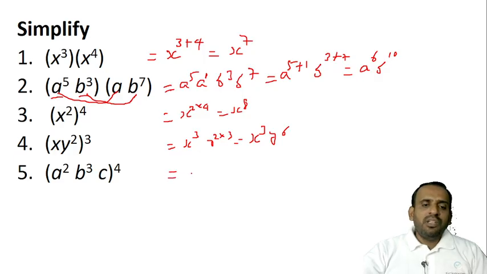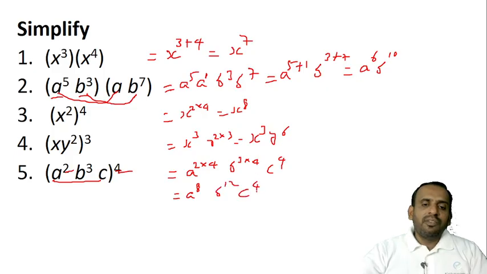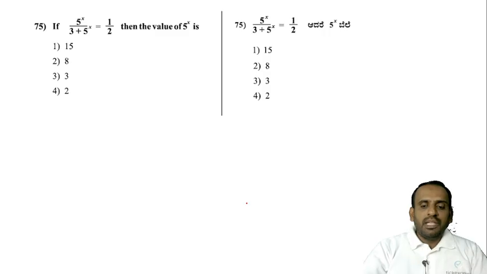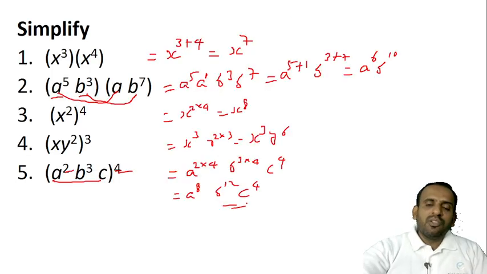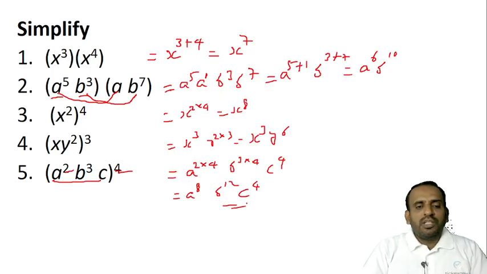In the same way, for this one, the entire thing is raised to 4. So each power inside we have to multiply with the outer power, that is 4. a to the power of 2 into 4, b to the power of 3 into 4, c to the power of 4. So a to the power of 8, b to the power of 12, c to the power of 4. Okay, so this is how we solve it. Let us try to understand some more questions in our next video.